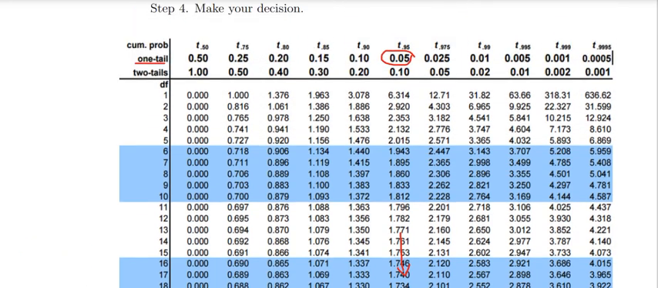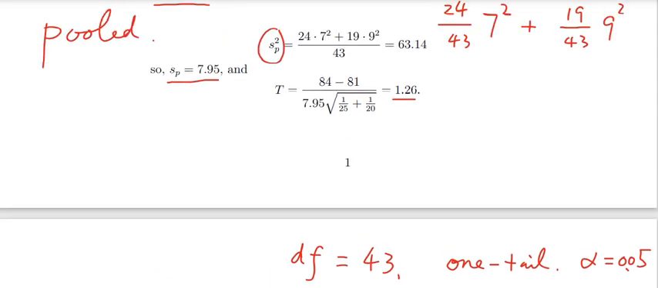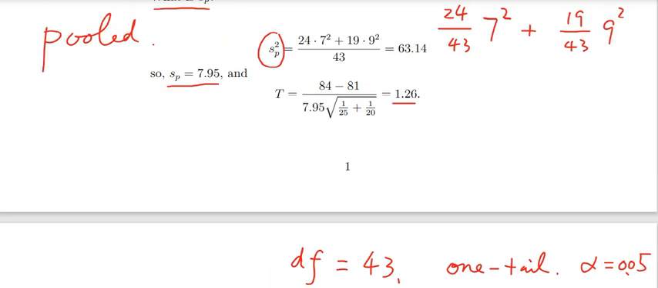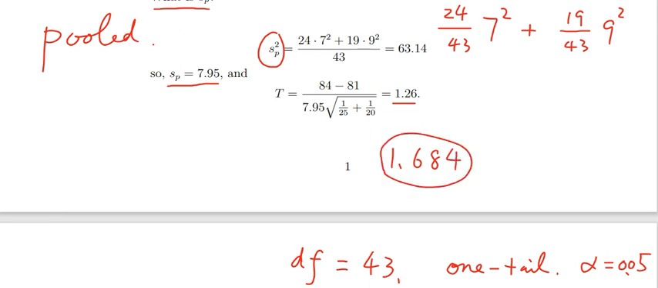1.684, so I put it here. Okay, so this is the critical value. This is the t value, so compare with this. Now we can say this is small. Right? This number 1.26 is a small number.